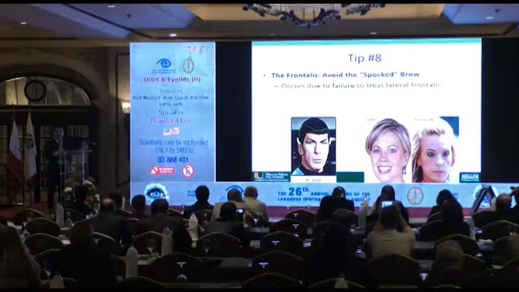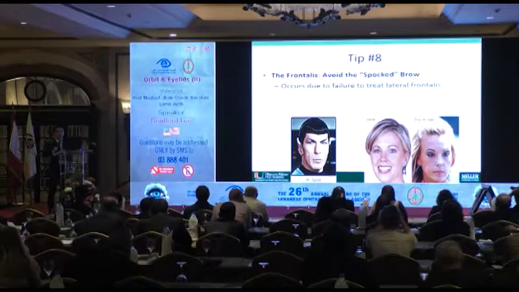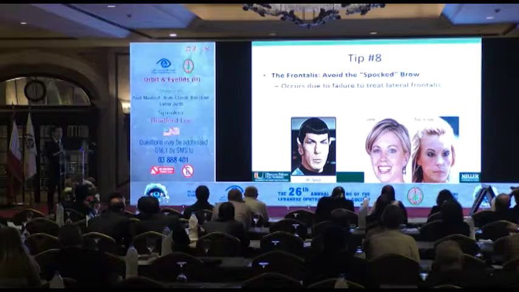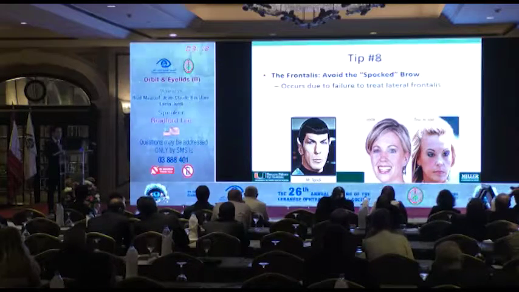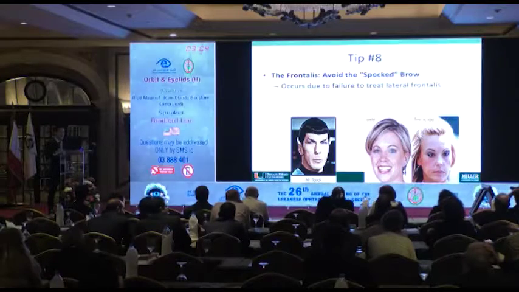Tip number 8, I think the frontalis is actually one of the most difficult muscles to inject well, because there's such variety in terms of how elongated and how wide patients' foreheads are. And there's a fine line between causing what we call the Spocked brow, like Captain Spock from Star Trek, where you have a very unnatural, extraterrestrial appearance to your brows, or overdoing it and causing brow ptosis.